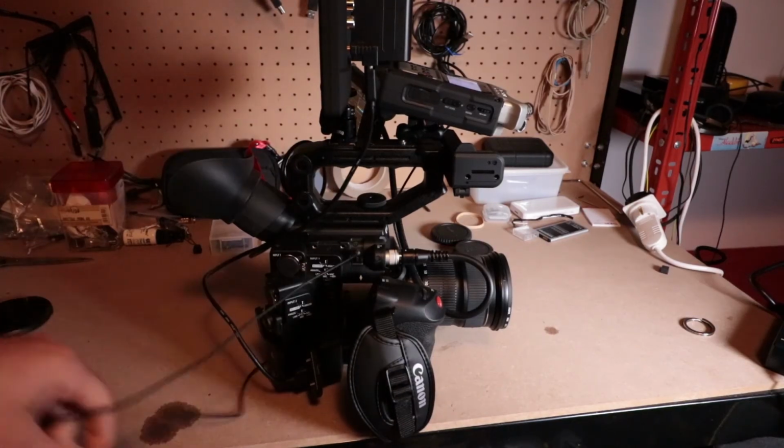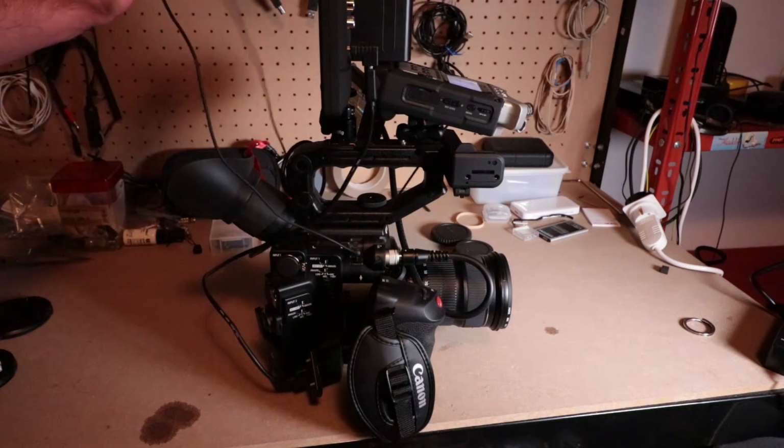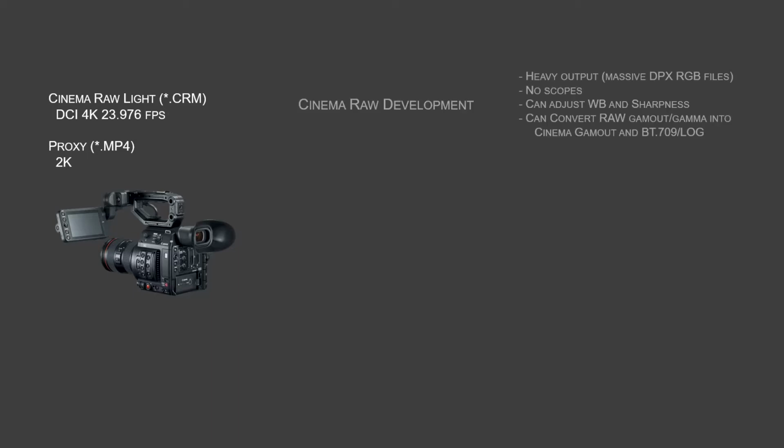The C200 can record in a new format called Cinema RAW Light. It has an extension CRM, it can record in 4K, and simultaneously can record proxy files as MP4 in 2K. Canon suggests to use the Cinema RAW development software.